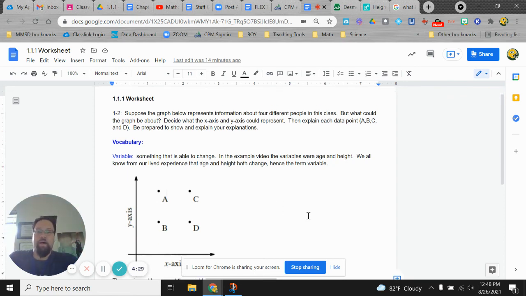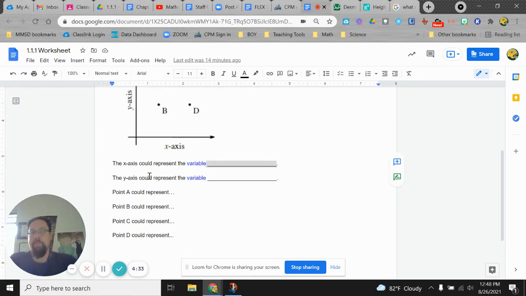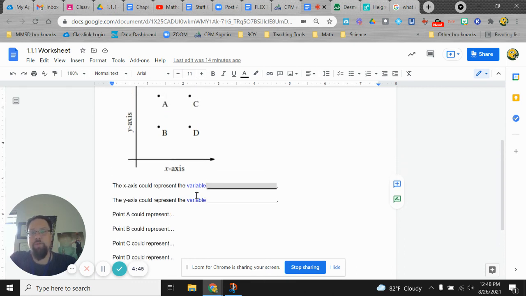We're going to give you a little time to complete this portion right here. The x-axis could represent the variable blank. The y-axis could represent the variable blank. You fill those in, and then talk a little bit about each point. Given whatever you decide for the x-axis and the y-axis, what does point A mean? What does point B, C, D, etc. mean?